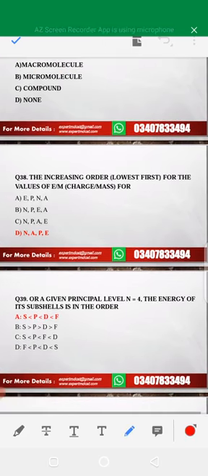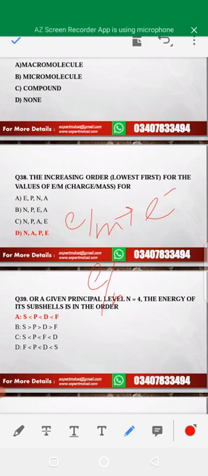Question number 38. The increasing order for the values of charge by mass. The maximum value of charge by mass is for electrons and the least value of charge by mass is for neutrons. The reason is that neutrons have no charge, alpha particles have greater mass, and protons have mass greater than electrons. So the charge to mass value would be maximum for that whose charge is greater. So charge is greater for electron and mass is less for electron. So charge by mass value is greater for electron than proton than alpha particle, and it will be 0 for neutron.